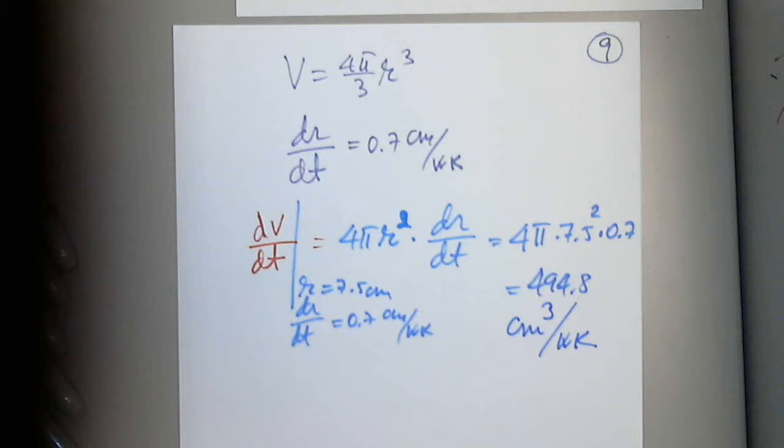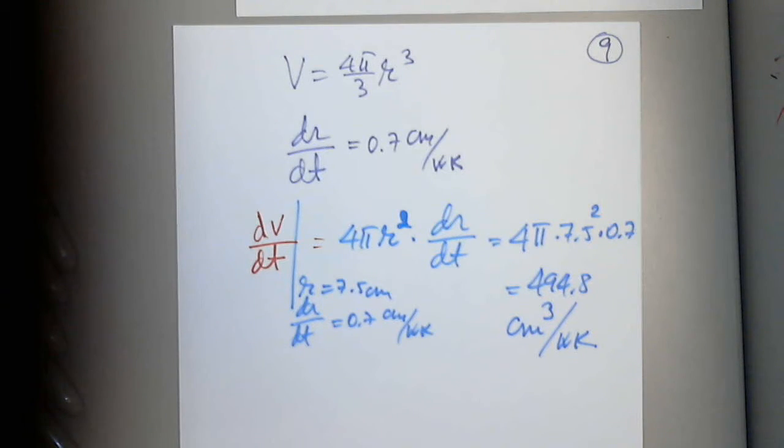So let's analyze what this means. It means that the fruit is increasing in volume, and the radius is also increasing. So at the instant in which the rate of change of the radius with respect to time is 0.7, and the radius is 7.5 centimeters, the volume changes by 494.8 cubic centimeters per week.